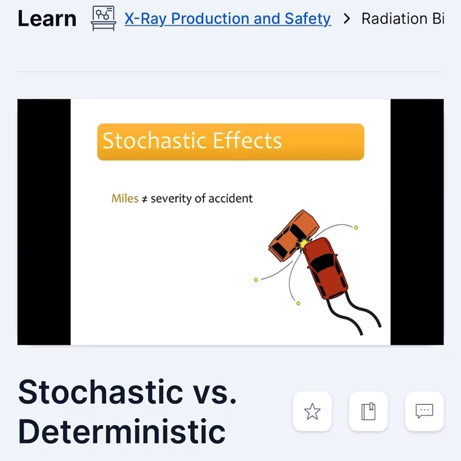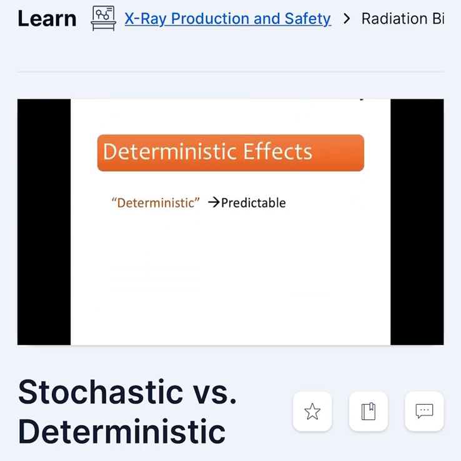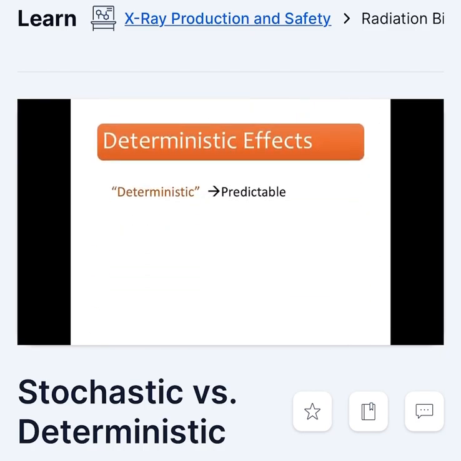The severity of the accident, or the radiation-induced cancer in this case, is not affected by the dose that caused the cancer. A cancer caused by a small radiation dose is no better and no worse than a cancer caused by a larger dose. Since stochastic effects are random and unpredictable, it makes sense that deterministic effects are just the opposite. They are very predictable.